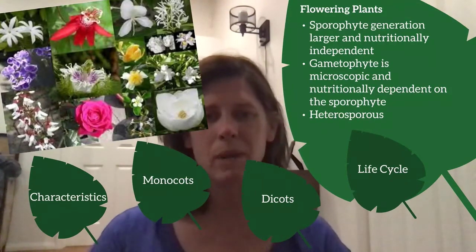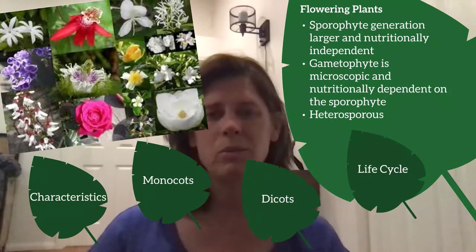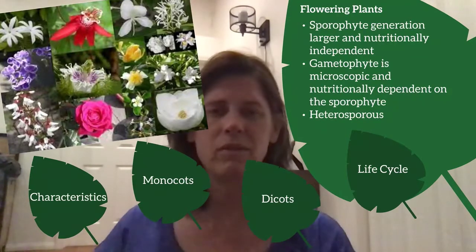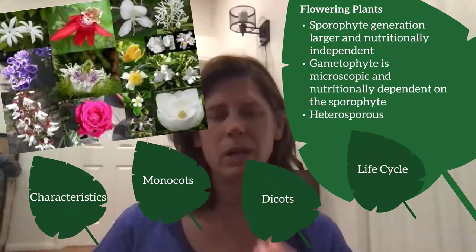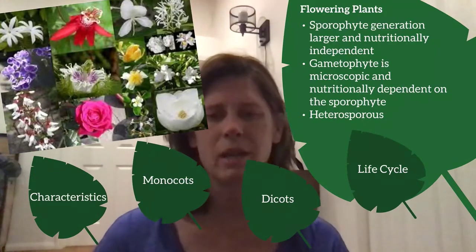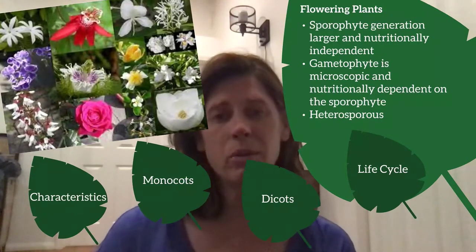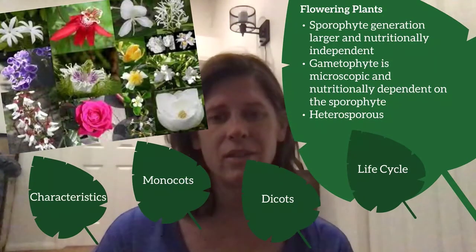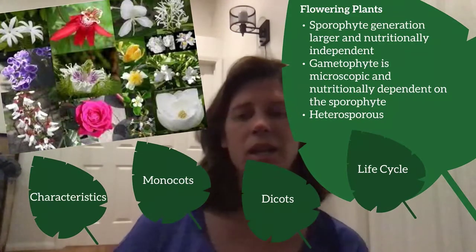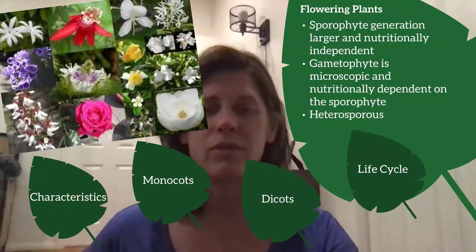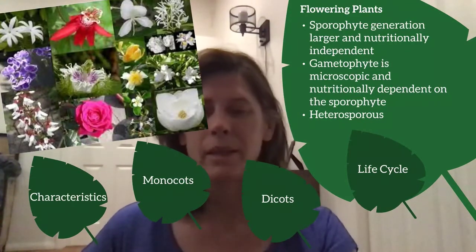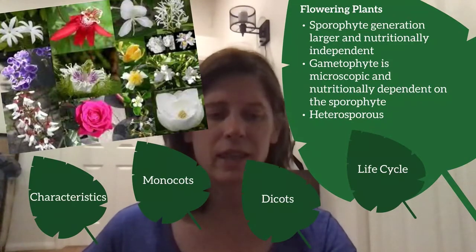Okay, and then we're also going to see that they're heterosporous. So again, there'll be male parts and female parts. Sometimes you need separate plants, a male plant and a female plant. Sometimes they have the male parts and the female parts on the same plant. Okay, we're also going to see a double fertilization process of seeds. The other thing that they have are fruits.